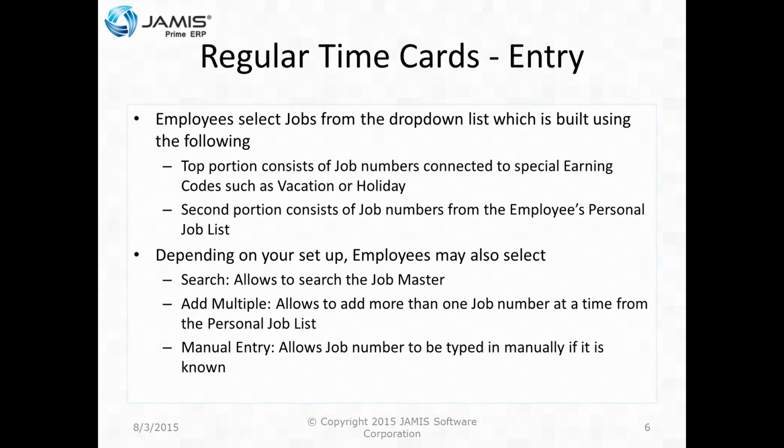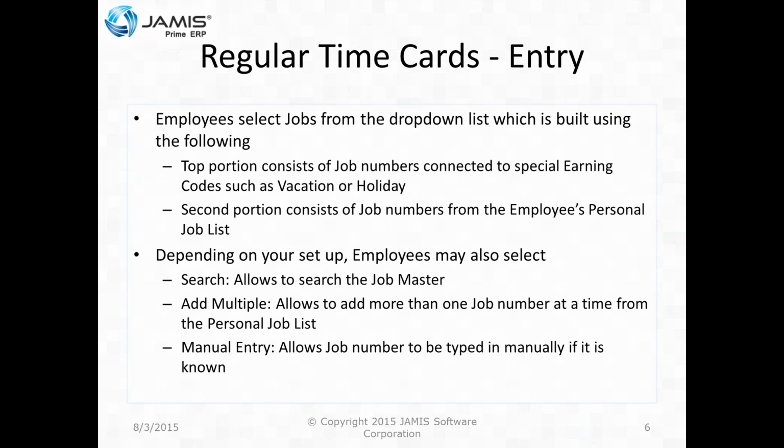Okay, the entry itself, and I'll show you screen prints of what this is going to look like. When you open up your time card, you get to select jobs from a drop-down list, which is built using the following things. On the top portion, you will have job numbers that are connected with what are considered to be your special earning codes, things like your vacation or your holiday, floating holiday, things of that nature. On the bottom portion, it consists of the job numbers from your personal job list.